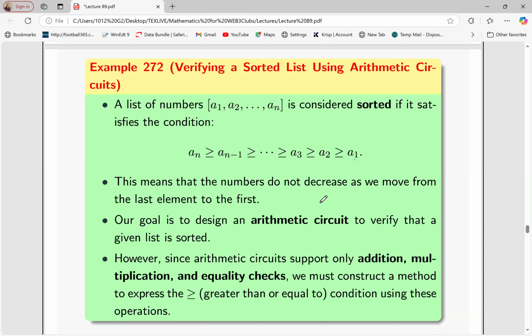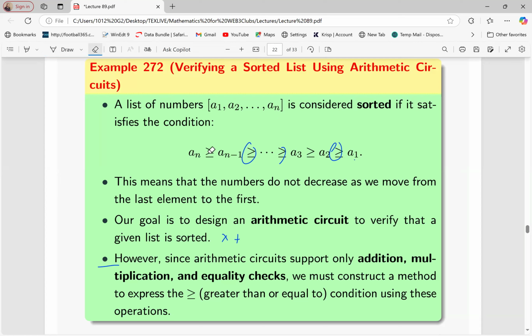Now, our goal is to design an arithmetic circuit to verify that a given list is sorted. However, there is a small problem here. We began by saying that arithmetic circuits only have multiplication and addition. They do not have the sign greater than or equal to. So arithmetic circuits do not have the sign greater than or equal to.